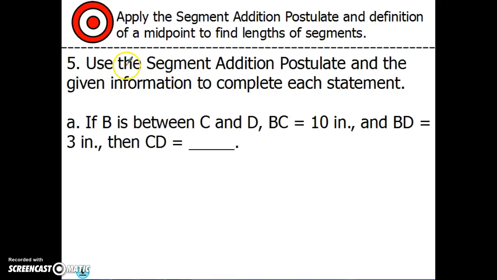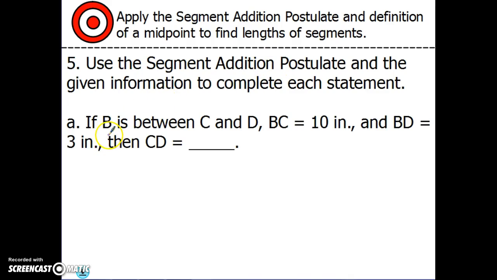First of all, this is where we left off on question number 5, and we were using the segment addition postulate and the given information to complete these statements. A reminder, the segment addition postulate says that we can add two smaller segments together to get the length of the bigger one. It was one of those more obvious results, which is why we called it a postulate. Remember, a postulate is such an obvious statement that it doesn't need to be proven, as opposed to a theorem, which is a statement that does need to be proven. So with the segment addition postulate, I can add two smaller pieces together to get the bigger one.